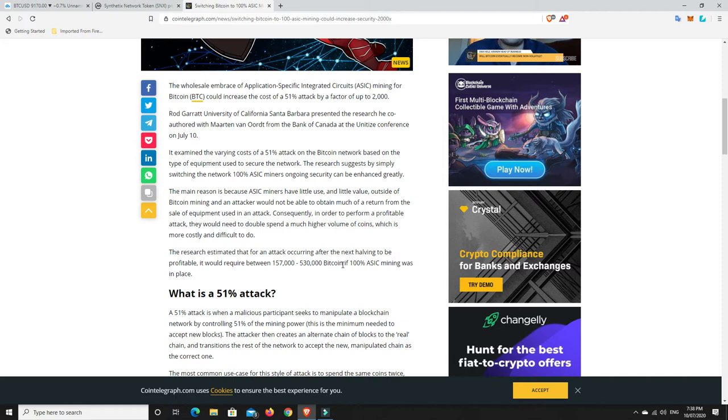I don't know if there are any whales that have that many Bitcoin. There could be a few that have a couple of hundred thousand maybe, but I don't know if they've got 150,000 to 530,000 Bitcoin. I could be wrong, who knows, but that just seems like a lot of Bitcoin for one person to have.